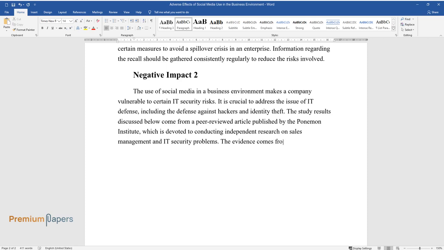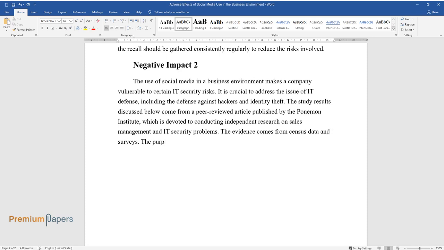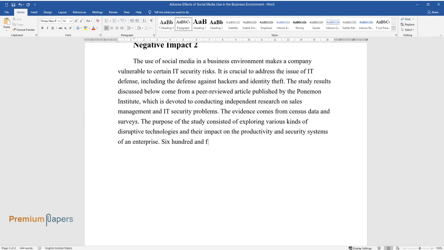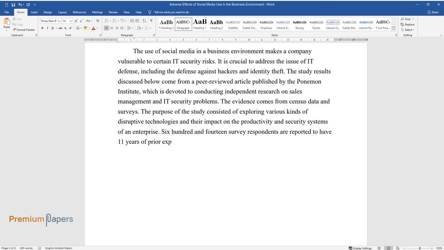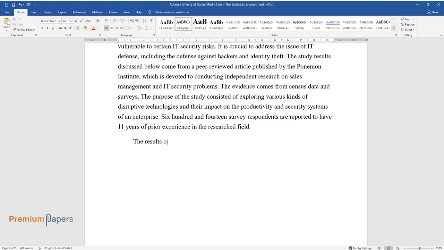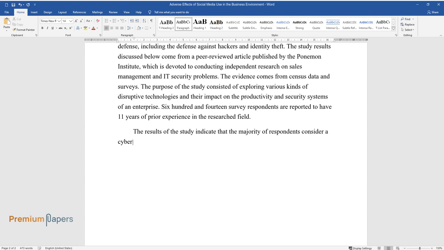The evidence comes from census data and surveys. The purpose of the study consisted of exploring various kinds of disruptive technologies and their impact on the productivity and security systems of an enterprise. 614 survey respondents are reported to have 11 years of prior experience in the researched field. The results of the study indicate that the majority of respondents consider a cyber attack to be likely.